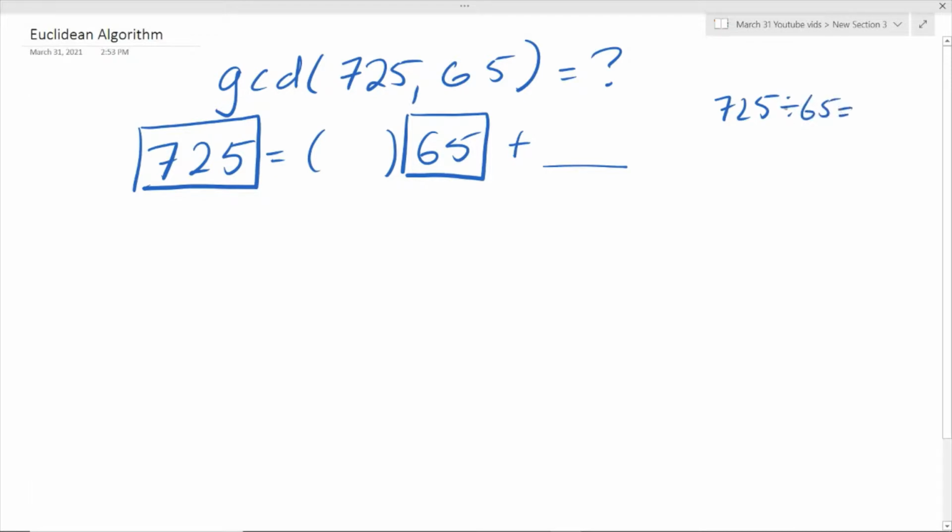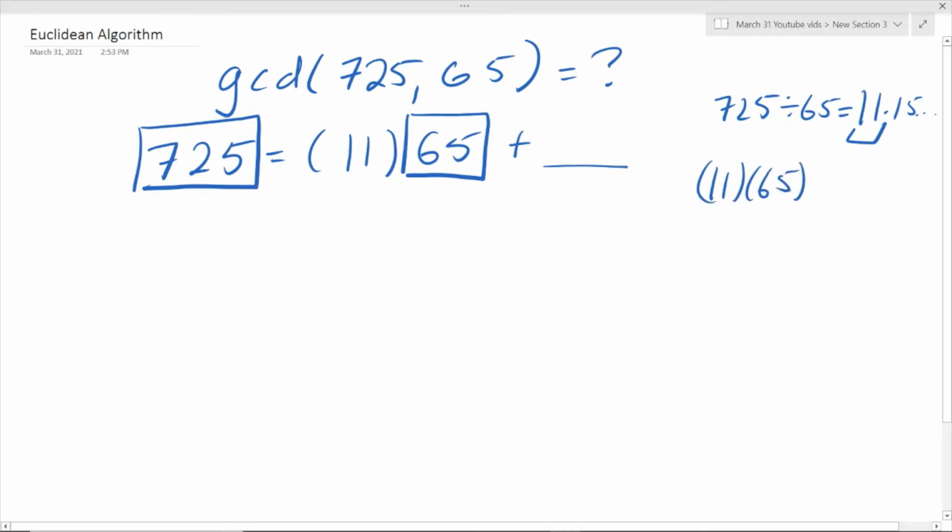Now, if you plug this number right into your calculator, you will get 11.15 and so on. So we will just take the whole number of that, which is 11, and we will write 11 right here. Well, 11 times 65, we're going to compute that next because we don't really know what this number is, so we're going to do 11 times 65. If you plug this in your calculator, you'll get 715. Okay, now we find 715. Well, obviously, this part's going to be 715.